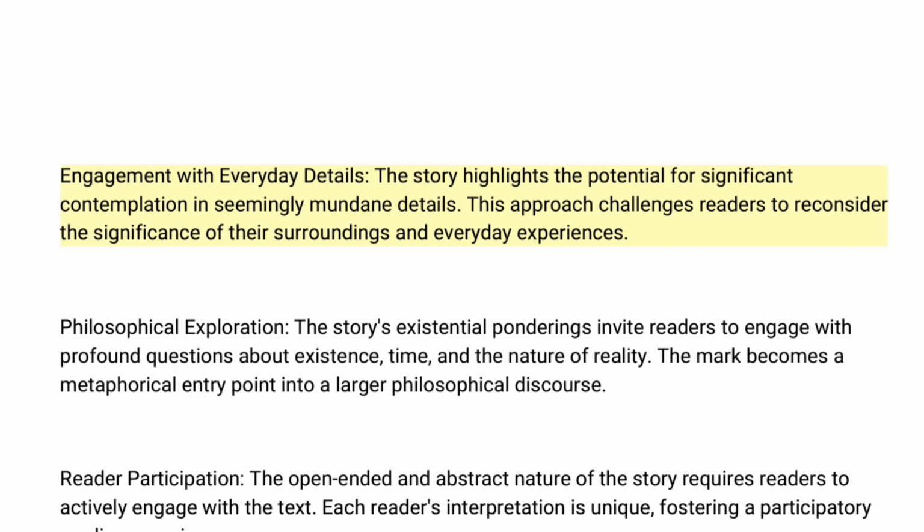Philosophical exploration. The story's existential ponderings invite readers to engage with profound questions about existence, time, and the nature of reality. The mark becomes a metaphorical entry point into a larger philosophical discourse.